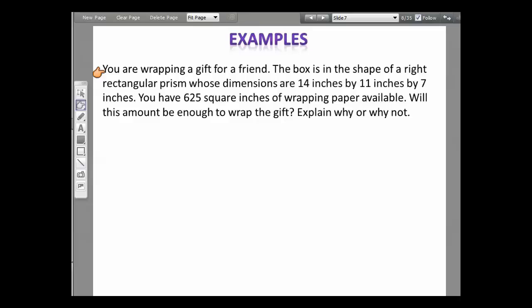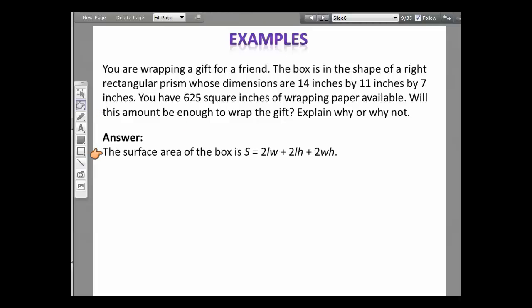It says you are wrapping a gift for a friend, and the box is in the shape of a right rectangular prism whose dimensions are 14 inches by 11 inches by 7 inches. You have 625 square inches of wrapping paper available. Will this amount be enough to wrap the gift? Explain why or why not.